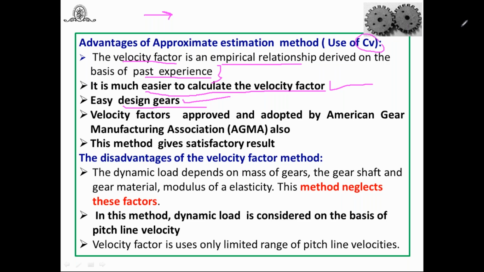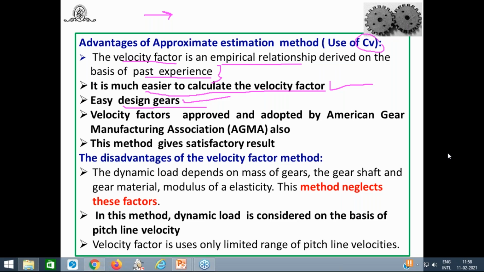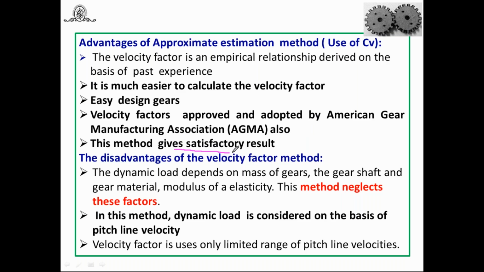This is one thing. Second thing, as I told you yesterday also, there is one professional body, the American Gear Manufacturing Association, in short AGMA. They have also adopted and approved this velocity factor for the design of spur gears and other gears also. This is another advantage, and this method gives one important advantage: satisfactory results. All these are the advantages of this method, preliminary stages of gear design by using CV, velocity factor.